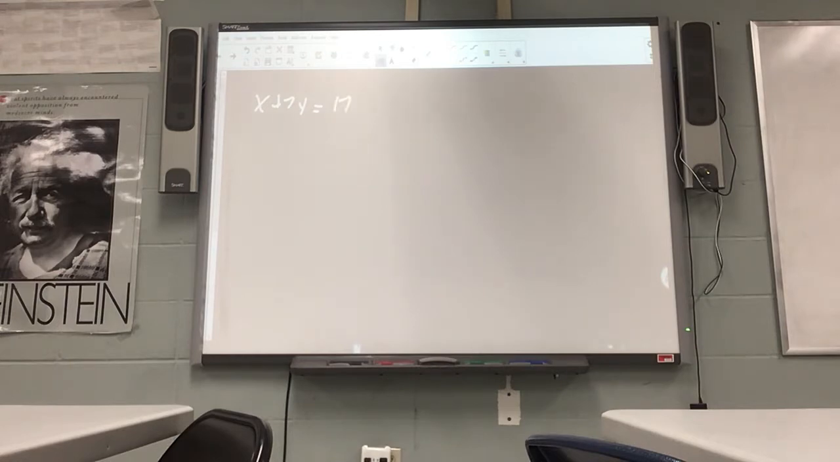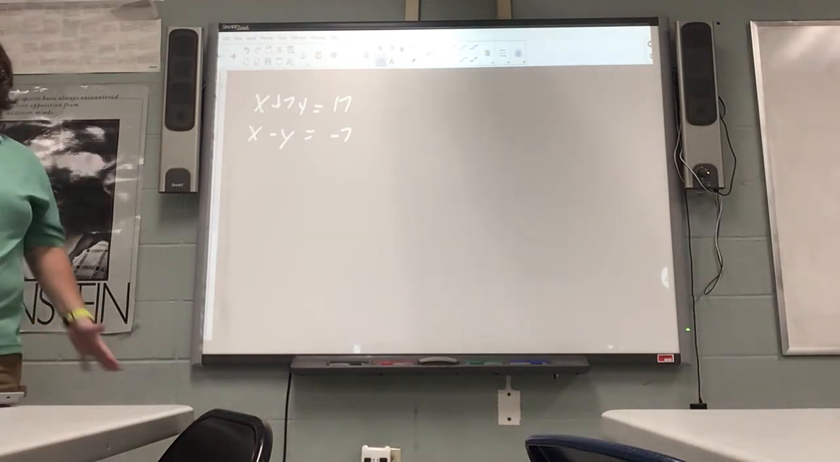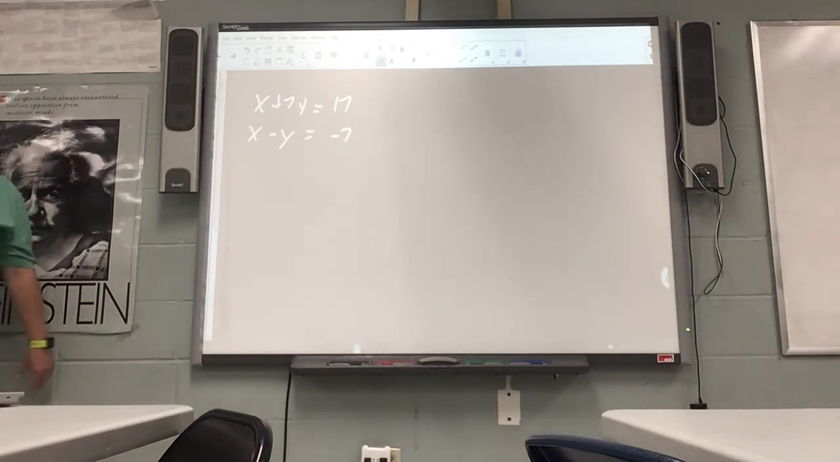And then my second equation says x minus y is equal to negative 7. And notice how I wrote those? They're stacked up. I got my x over my x and my y over my y. That's how you're going to want to line them up when you do elimination, because elimination is just like it sounds. We want to be able to eliminate a variable, to get rid of a variable. And we're able to do that when the variables have the same coefficient. That means the same number in front of the letter.